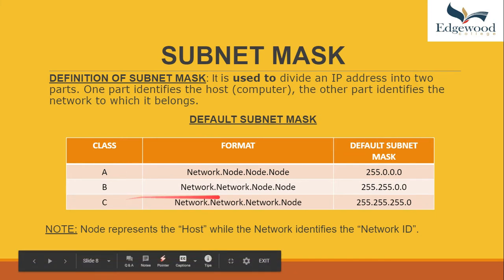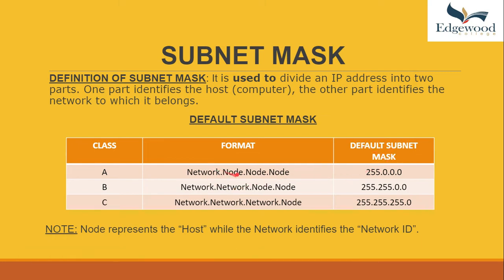These are the different types of IP address, and these are the formats of their default subnet masks. The network and the node. The node represents the host ID, and the network represents the network ID.